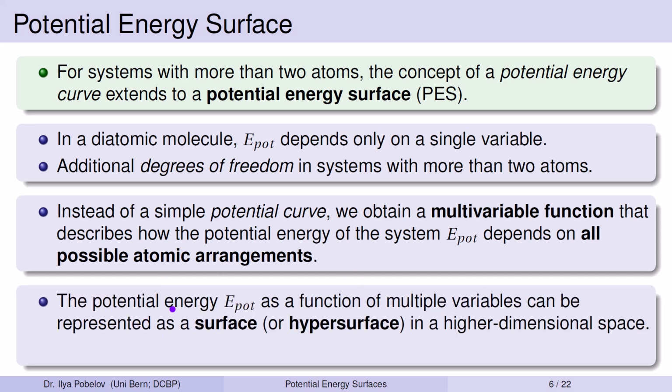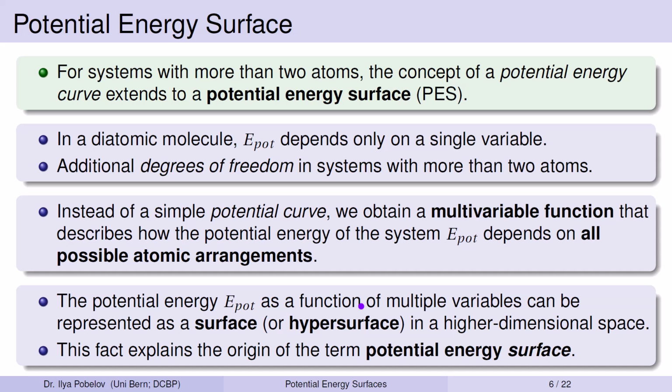The potential energy as a function of multiple variables, such as bond lengths and angles, can be represented as a surface or hypersurface in a higher dimensional space. This fact explains the origin of the term potential energy surface.